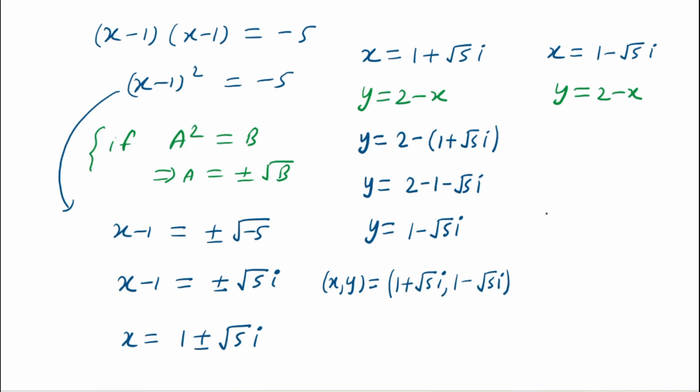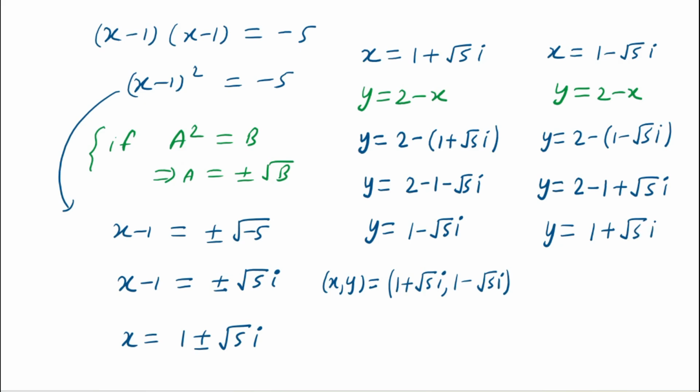Now here y is equal to 2 minus x, replaced by 1 minus square root of 5 times iota, is equal to 2 minus, multiplied inside the bracket, minus 1 plus square root of 5 times iota. Then y is equal to 2 minus 1, which is 1 plus square root of 5 times iota. So we have another solution (x, y): the value of x is 1 minus square root of 5 times iota, and the value of y is 1 plus square root of 5 times iota.